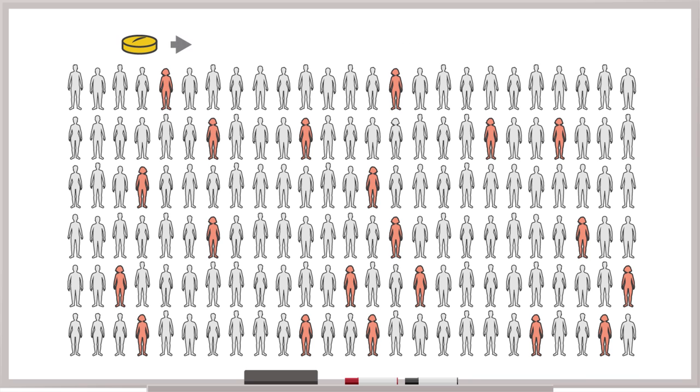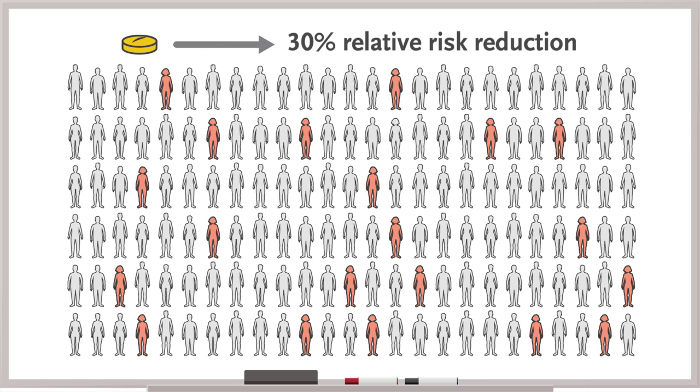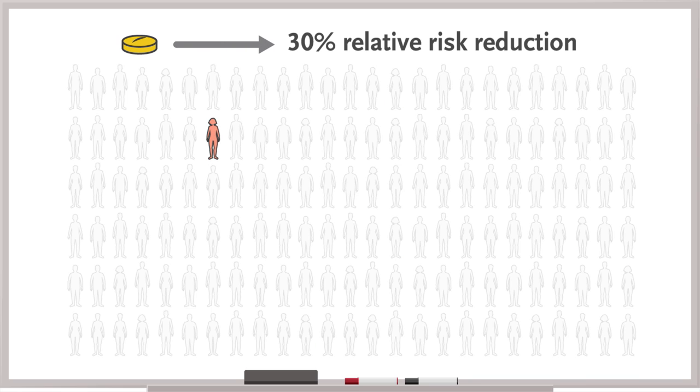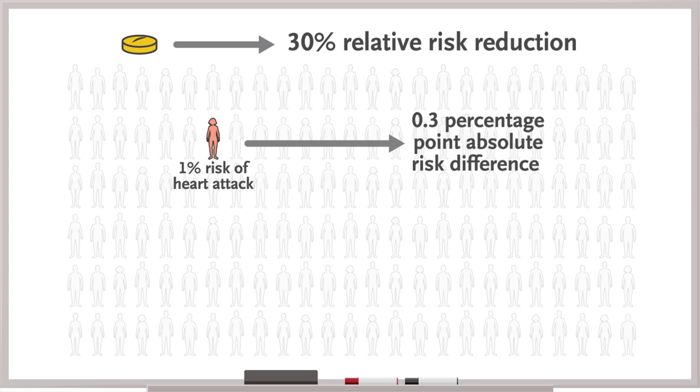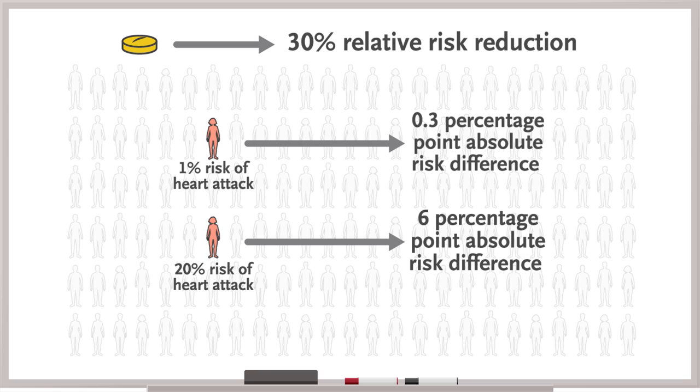If the new drug results in a 30% relative risk reduction, the absolute difference for a patient with a 1% risk of having a heart attack is 0.3 percentage points. But if a patient has a 20% risk of a heart attack, that same relative risk means a 6 percentage point drop in risk. The absolute size of the treatment benefit is important to consider when weighing trade-offs with adverse events.